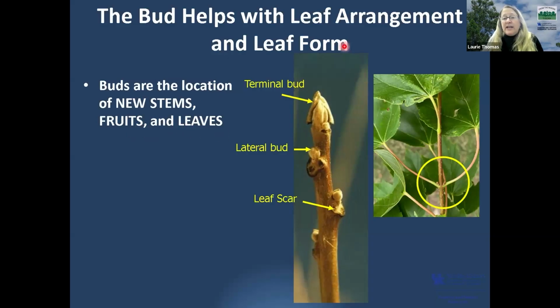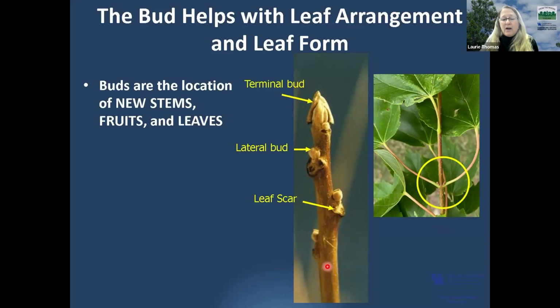And knowing and looking at the buds can be really helpful in determining leaf arrangement, which is how our leaves are arranged, in this case, opposite from one another. And they tell us about leaf form. Is it a simple leaf or a compound leaf?